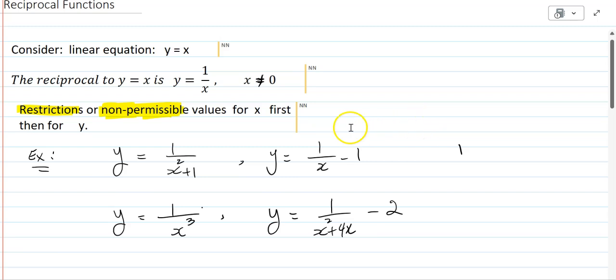Now let's go ahead and graph the original function, the linear function. We're going to start with a very basic one. We're going to graph this line, and then we're going to graph the reciprocal of that line. That becomes a reciprocal function. And then let's see what we can come up with and list all the characteristics of a reciprocal function.